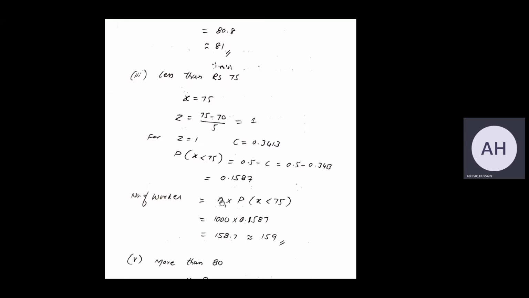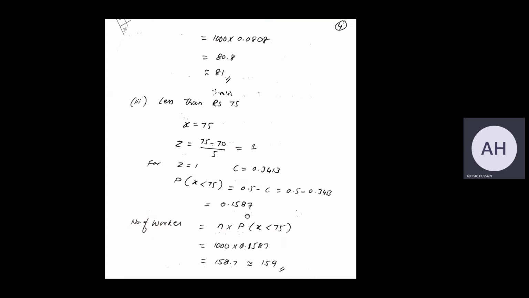Okay. Now we have the equation for probability of x less than 75 is equal to 0.5 minus c. So the c value we know. Put it, you will get this one. Now multiply with the number of workers, you will get the number of laborers whose wages are less than 75. So it is around 159.